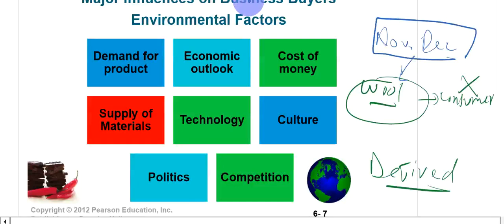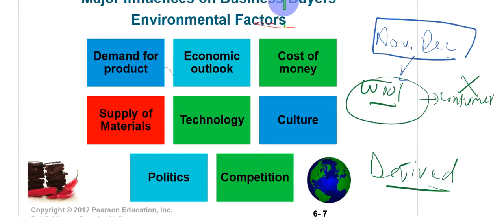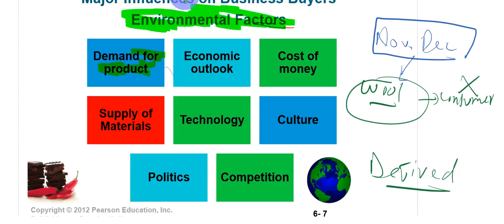Students, welcome back. We were discussing the factors, specifically the environmental factors which influence the decision making of organizations to purchase any product. First of all, we were discussing the demand for the product. As I've told you in the previous video, if there is any rise in the demand of consumers, then there will definitely be a rise and an increase in the demand of business.